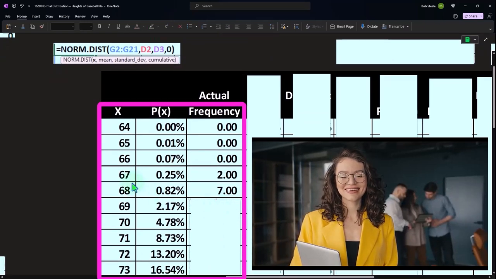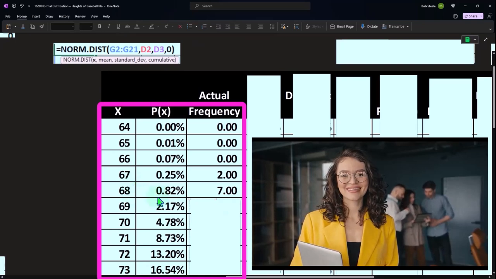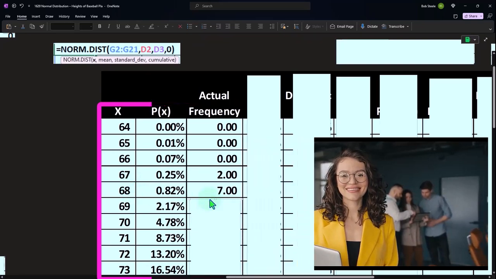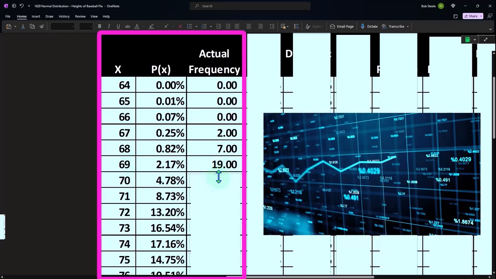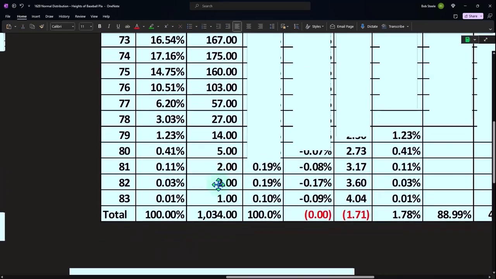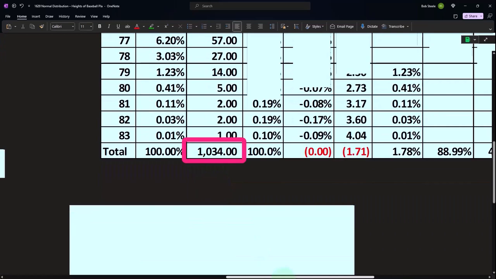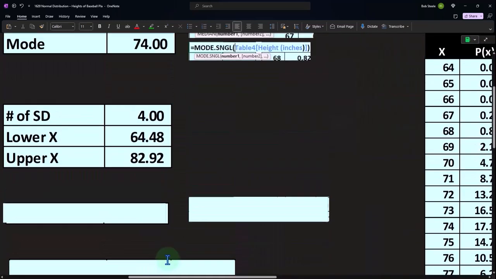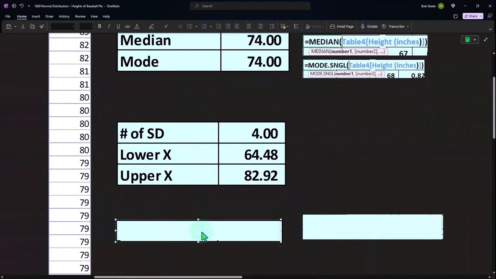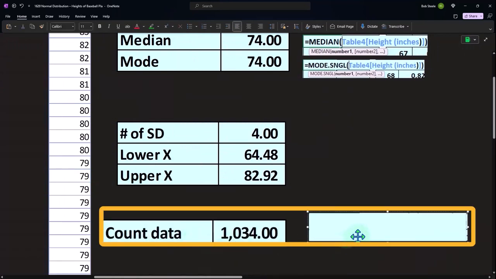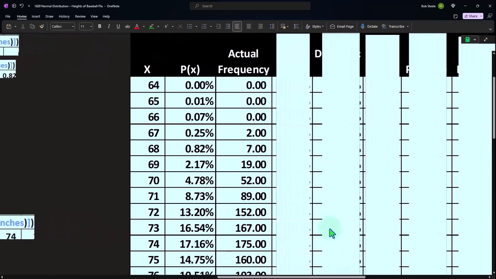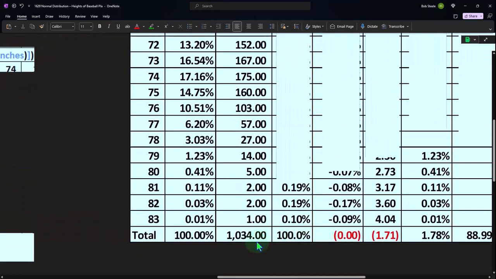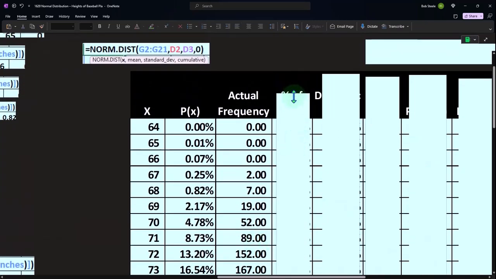Above 67 inches up to and including 68 inches, there were seven of them counted. Above 68 inches up to and including 69 inches, 19 of them. Now, if I add all of this count up, it comes out to 1,074, which should be the number of actual data points we had over here. That gives us a double check. If I use the formula in Excel, equals count, on all of these items, it gives me 1,074, which matches what we got over here in our buckets. So that's a good double check that we picked up all of our data.